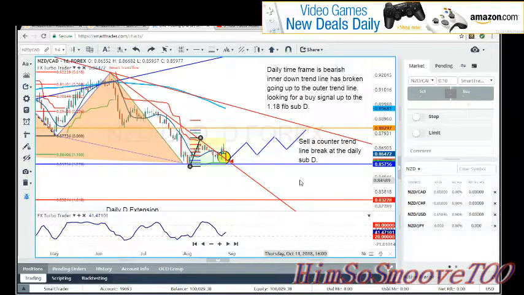Like I said, right now the market is closed. It is 1:52 Central Standard Time, 1:52 a.m. Sunday, September 9th, here in Texas. The market should open at 4 p.m. So that's about 14 hours away. So we're just getting prepared. Look what the week looks like. NZD CAD daily time frame.